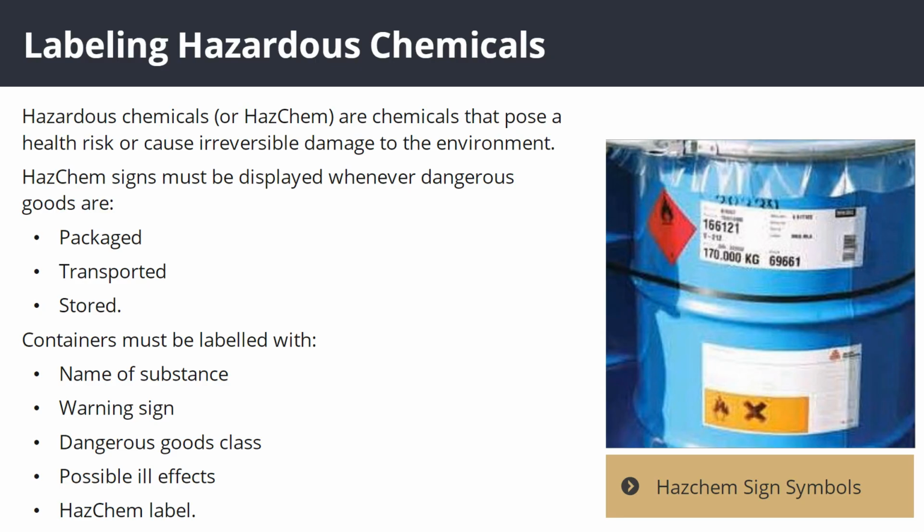Hazardous chemicals are chemicals that pose a health risk or cause irreversible damage to the environment. Hazchem signs must be displayed whenever dangerous goods are packaged, transported, and stored. Containers must be labeled with name of substance, warning sign, dangerous goods class, possible ill effects, and Hazchem label.